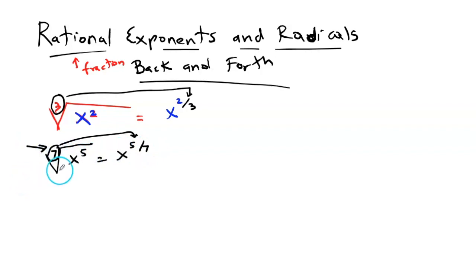That's the idea. Remember, if I don't have an index, that means I have a tiny 2 that I don't write, because we read this as square root of x cubed. The square root is supposed to be there too, but we don't write it. So this is the first thing.